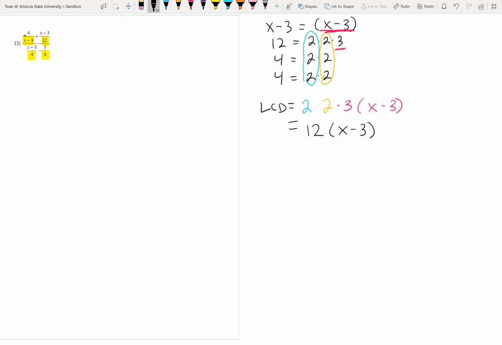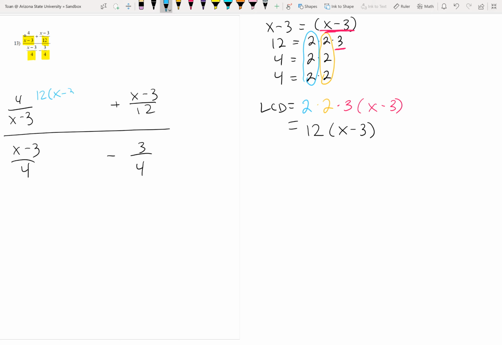Next, what I'm going to do is rewrite the problem, but with some spacing, because the technique of clearing a fraction involves multiplying everything by the LCD. So to rewrite the problem, we have 4 over x minus 3, leave a gap, plus x minus 3 over 12, all over x minus 3 over 4, leave a gap, minus 3 over 4. Then just multiply everything by the LCD. 12 times x minus 3, 12 times x minus 3, 12 times x minus 3, 12 times x minus 3.